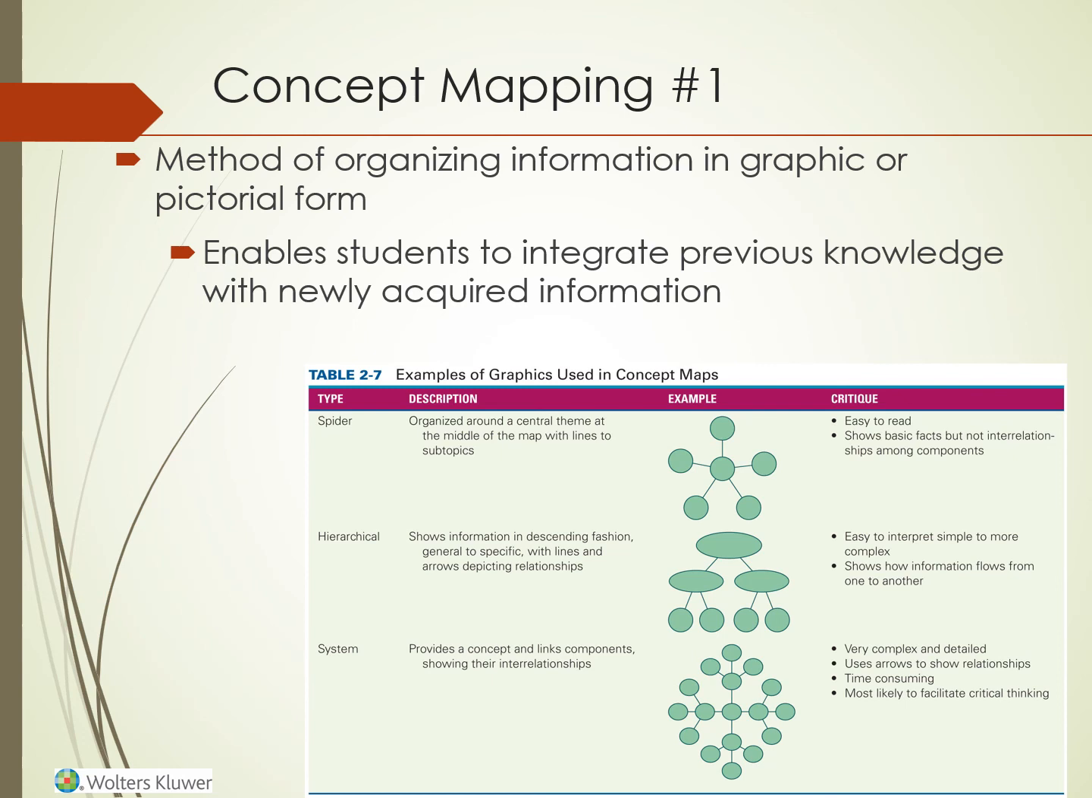Systemic or system concept map provides a concept and links components showing their interrelationships. This is very complex and detailed, uses arrows to show relationships. It is time-consuming and most likely to facilitate critical thinking.